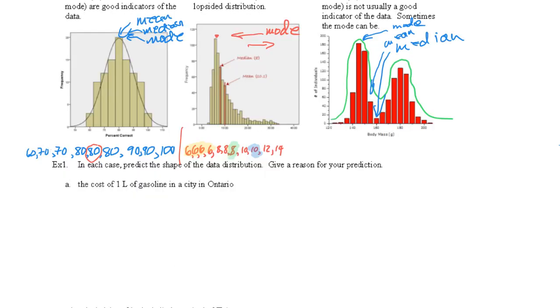So let's just keep those pictures up. We know that this is a normal distribution. This one here is a skewed because it's pushed off to the left, and this one is bimodal. So let's look at each of these different cases that we have to work with. In each case, predict the shape of the distribution and give a reason for it.